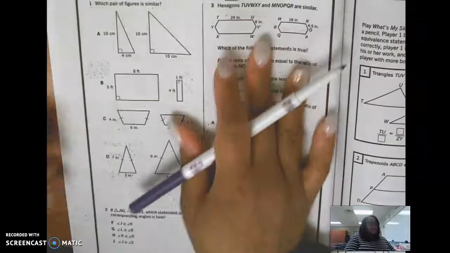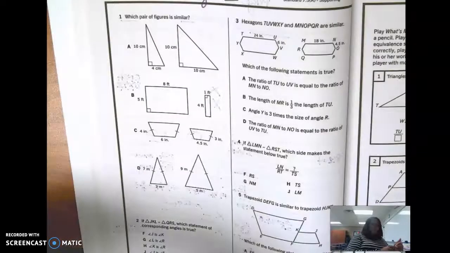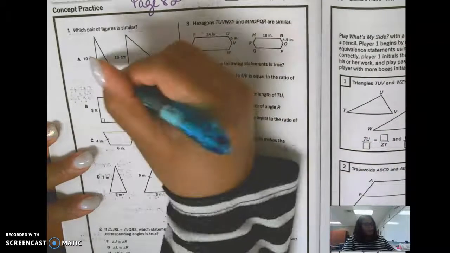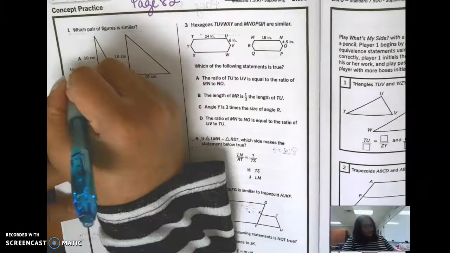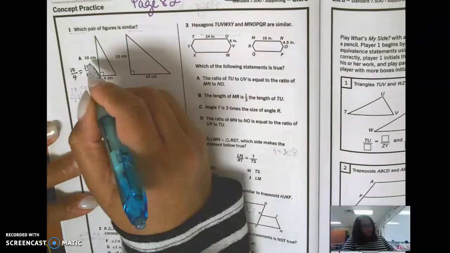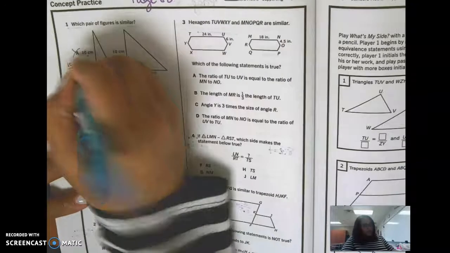Which pair of figures is similar? I am on to page 82. Probably should be using a pen because my marker is bleeding. Which pair is similar? So here, make proportions. Does 10 over 4 equal 10 over 10? That's this to this and this to this. No, those are not equal, so this is not my answer.